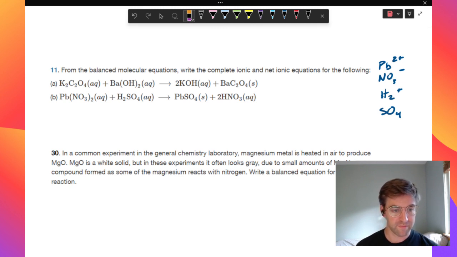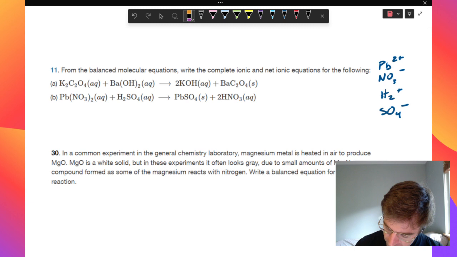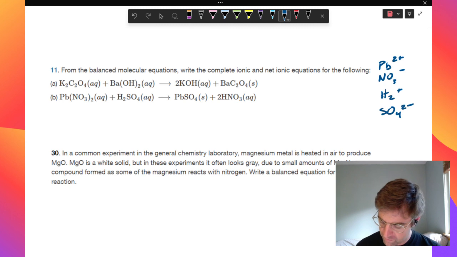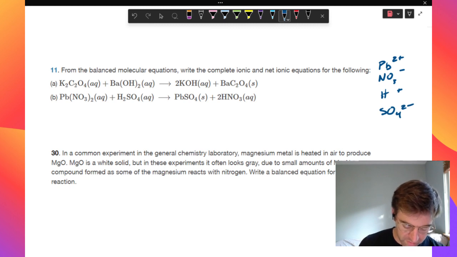All right. Cool. That has to be 2 negative. Cool. Okay. There we go. So each hydrogen has a positive charge on it. Fantastic. So let's get our complete ionic equation on here.